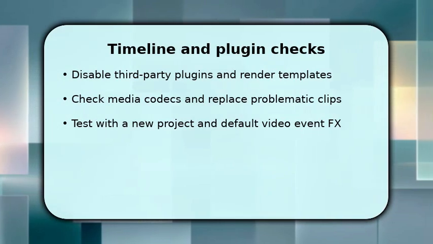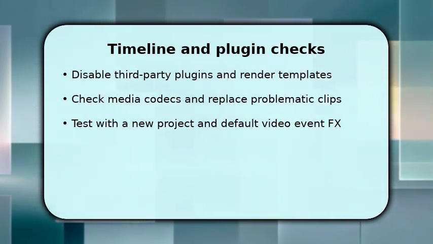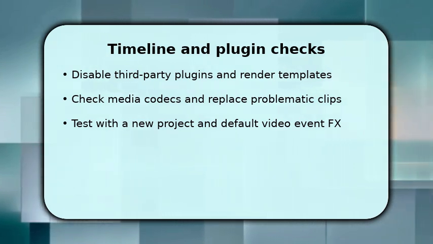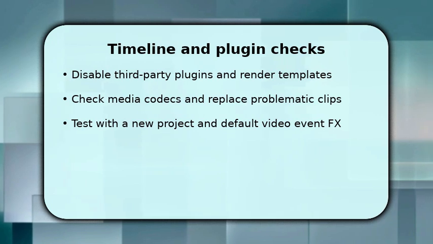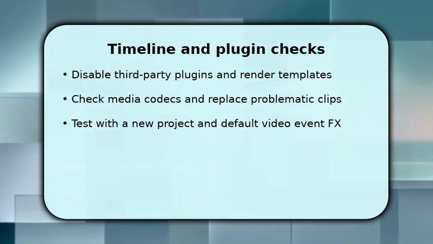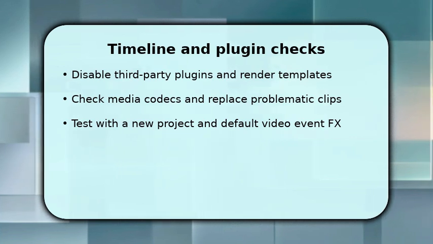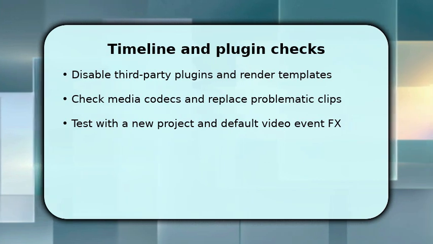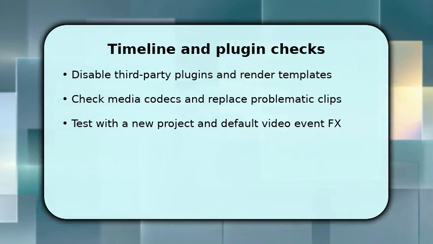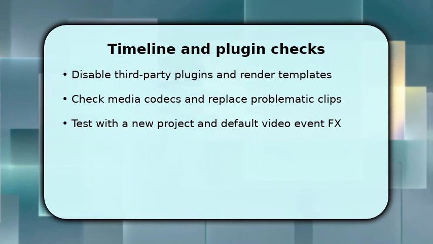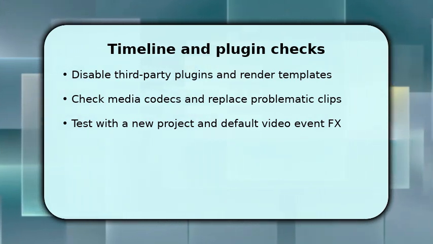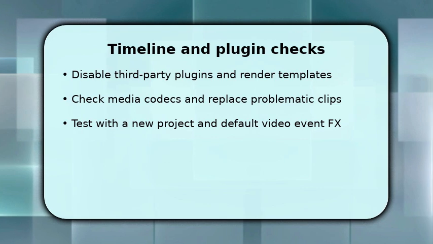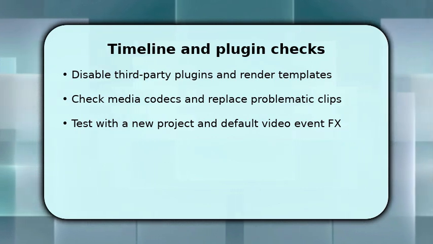Now inspect the timeline. Disable third-party plugins on suspect tracks and remove complex render templates because incompatible effects often break preview. You should also verify media codecs. Transcode any unusual files to a standard format like ProRes or MP4 H.264 and relink them. Make a new blank project and import one clip, then apply only Vegas built-in FX to test. This isolates whether the issue is project-specific, a bad clip, or a plugin conflict.